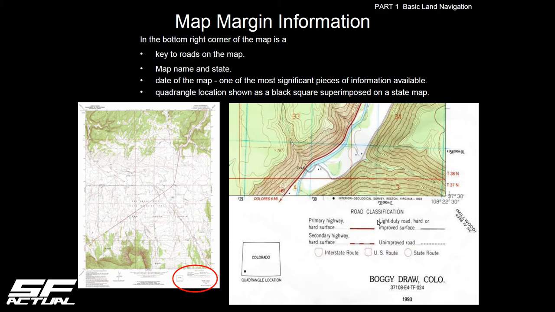Route, state route, like that. And then it will also give you the quadrangle location shown as a black square superimposed on a state map. So what is happening here, if you look in this portion, is the state of Colorado, and this black dot is pretty much where that map is in reference to the state. That's what quadrangle means. It's showing, if you were trying to see where you're at in the state, this is pretty much where you're at in the state.